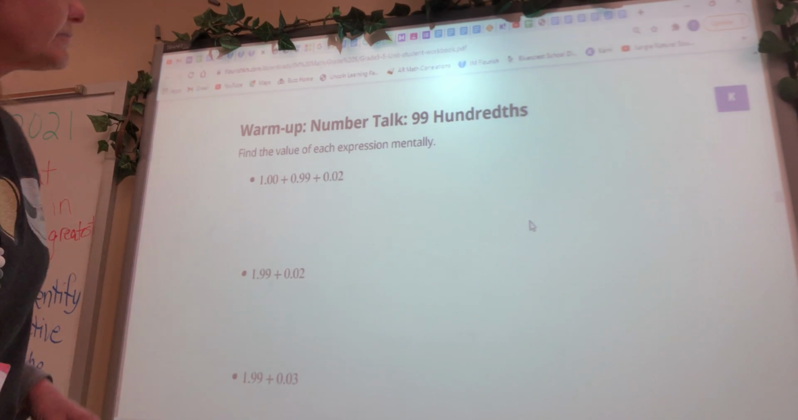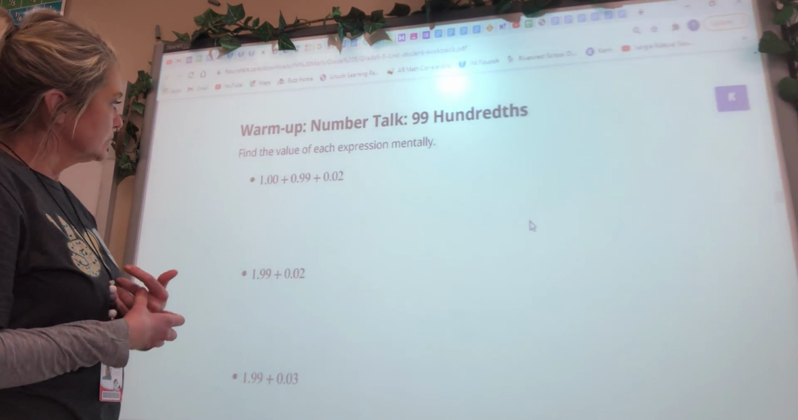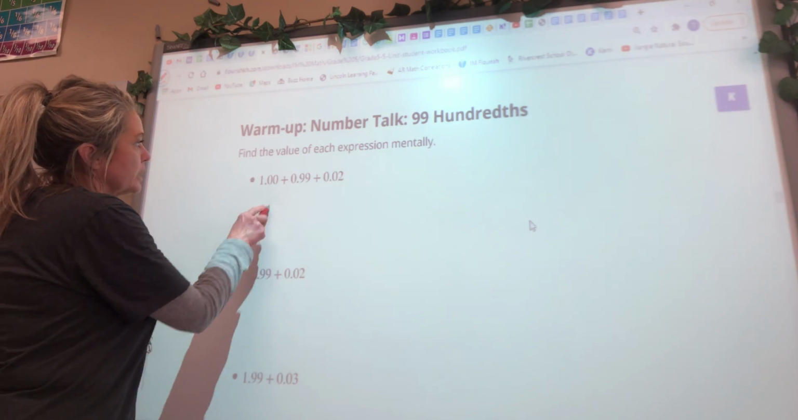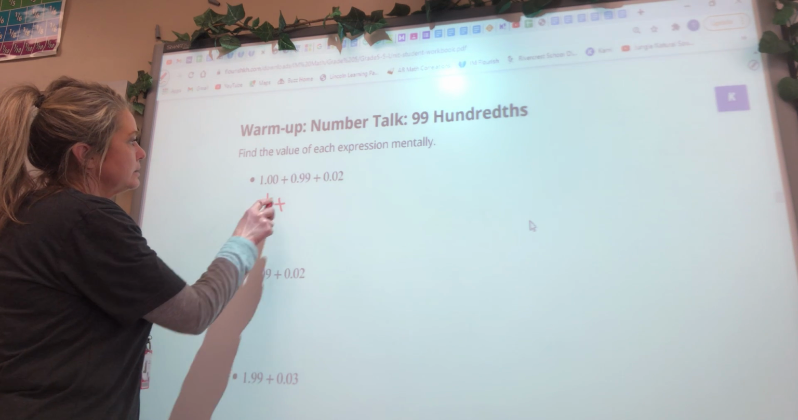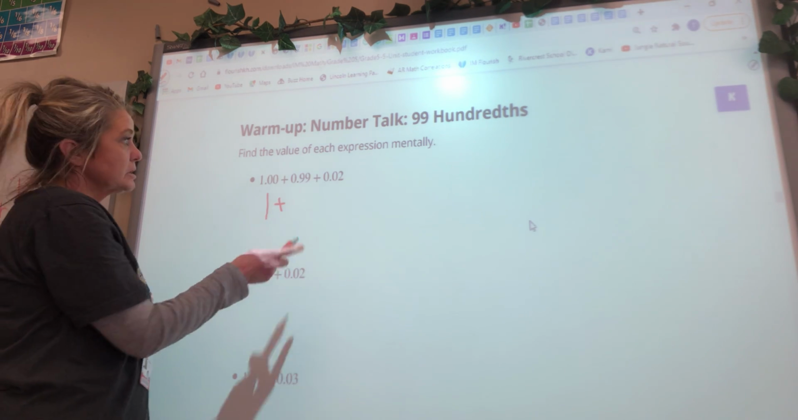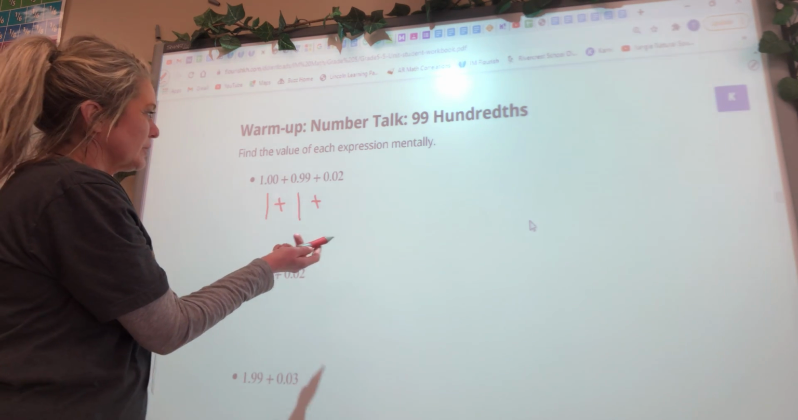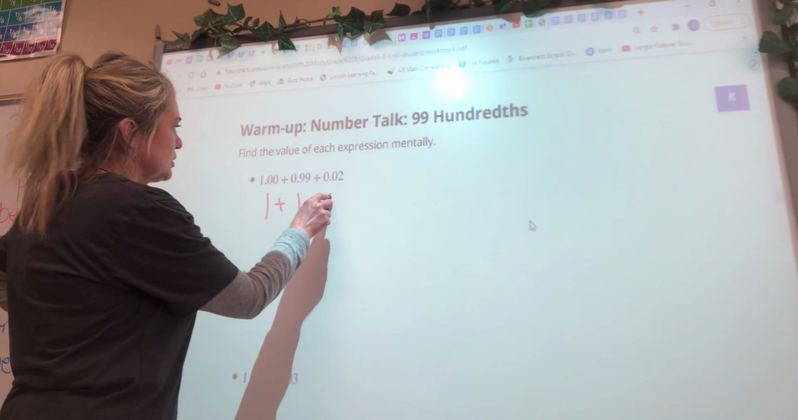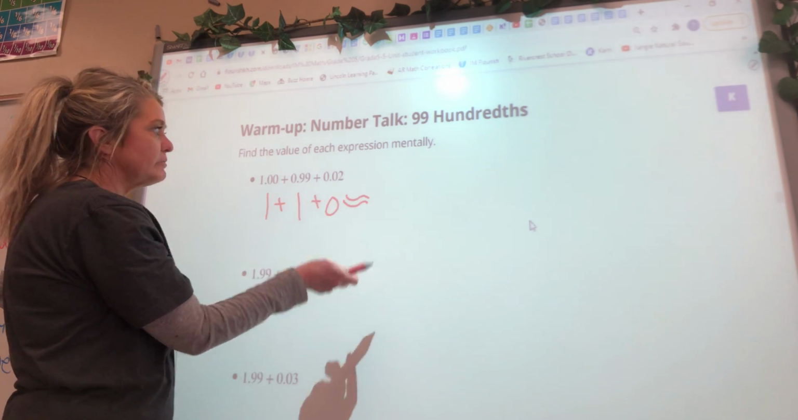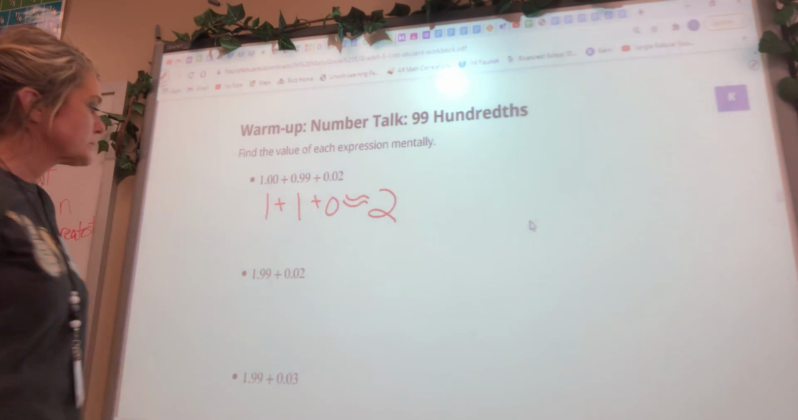Now, it says that the first thing we want to do is find the value of each mentally. So we're just going to take a look at these. Well, this one's just a 1. We know what that is. And then we have 0.99. Well, 0.99, that's just almost another one, isn't it? And then we have 0.02. Well, that's not even close to a whole one, is it? So we know that we have something about, and I do wavy ones because it's not totally equal to, but it's going to be about 2.